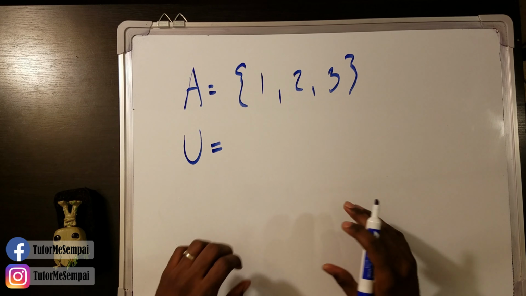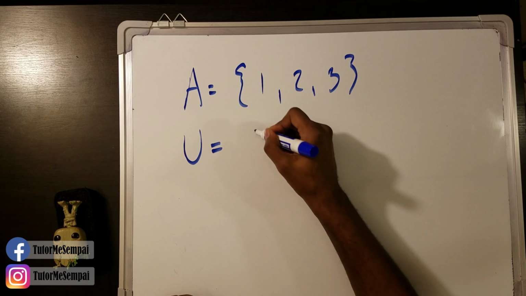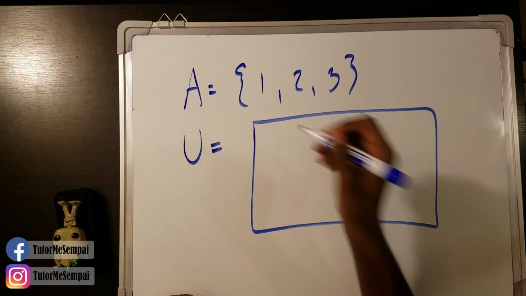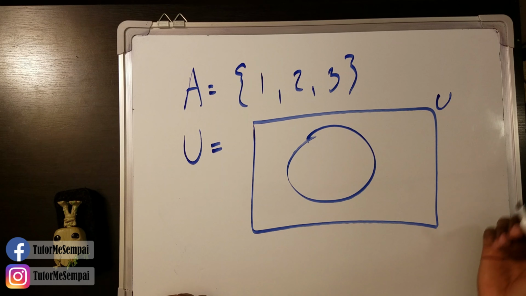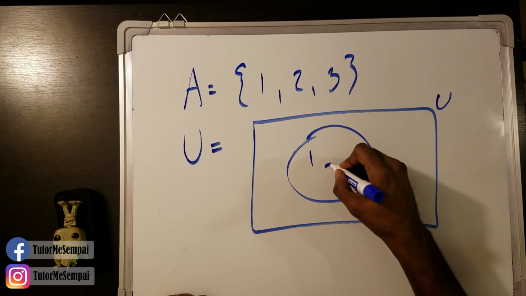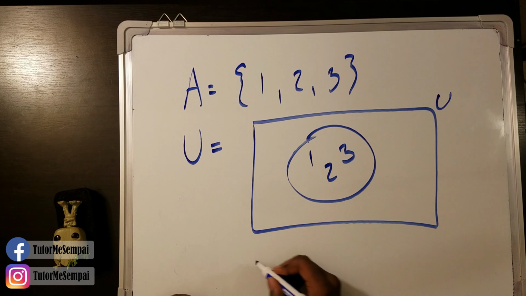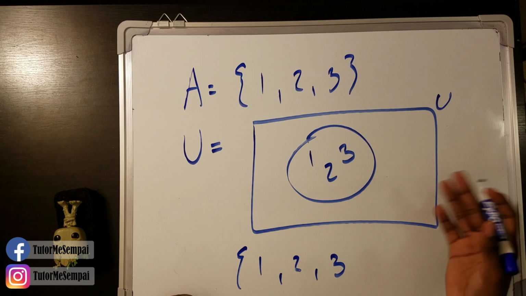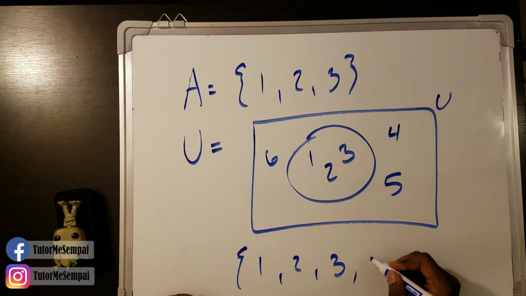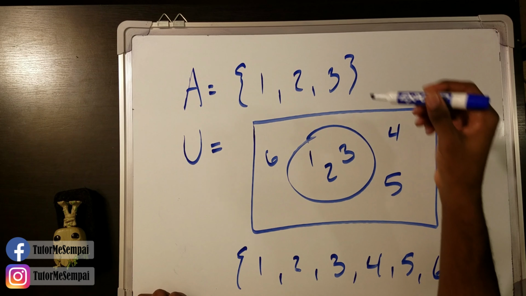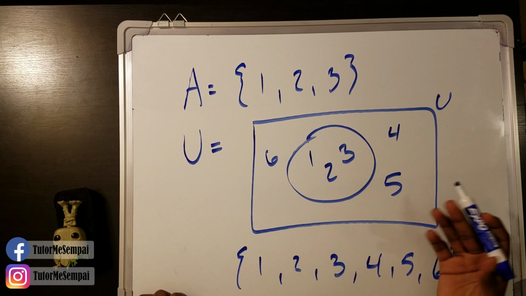Well, the universal set is going to be the big set that A is a part of. So if we were to draw it, you can see the universal set as this box, and A would be something inside the box. So if A is 1, 2, 3, the universal set will have to at least be 1, 2, 3, but it could be so much more. So let's say it was a 4, 5, 6, whatever. As long as the universal set is at least as big as A, you have a set in which you can now use to find the complement.